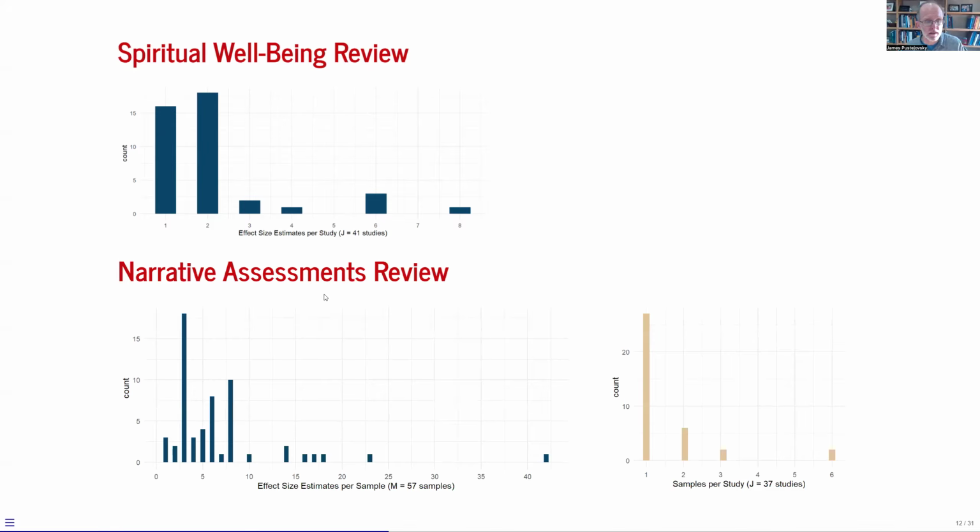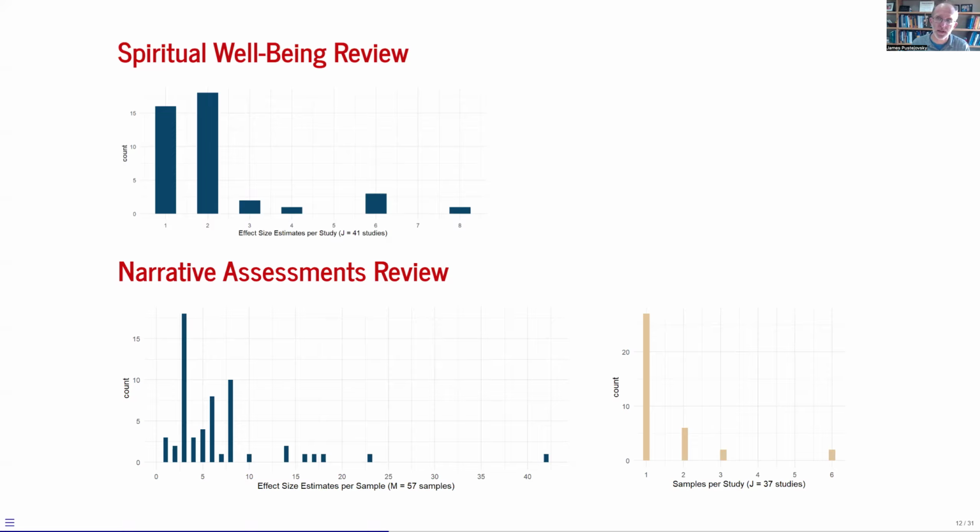Here's the same thing in the narrative assessments review. You can see that there's a bigger range of multiplicity. So in the bottom left here, there's just a couple studies that have a single effect size estimate. Many have 3 to 8. And then there's a couple that have over a dozen, even one that has, I think, 43 different effect size estimates in it.